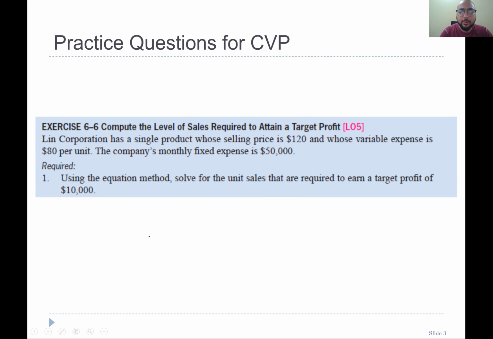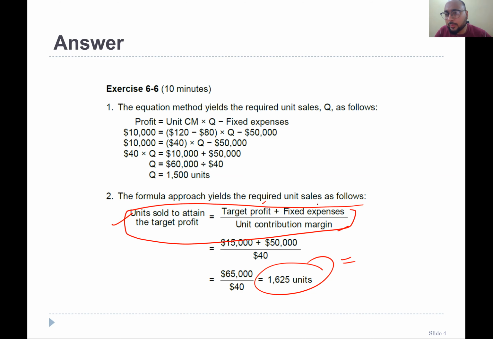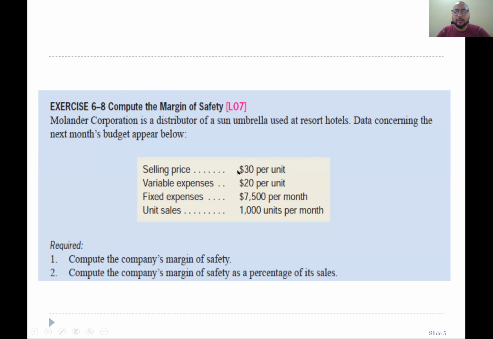So let me write the formula here. 1,000 units. Here we go. Units is equal to target profit plus fixed expenses divided by CM in units. That's it. So don't confuse yourself with equation formula or formula. I told you in our last class, remember one formula and you can rearrange the formula. Okay, now this is pretty serious. Now answer this question, everyone.